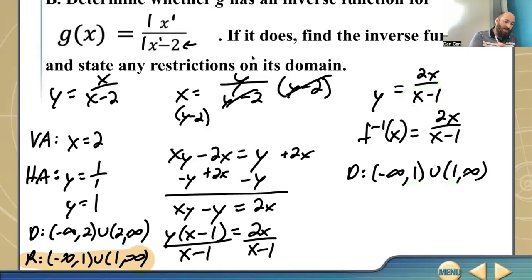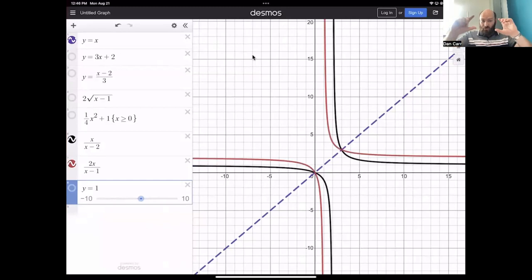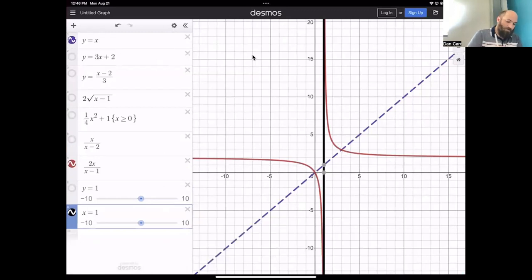Just for one final thing, take a look at the graph of those. So here's the 2x over x minus 1. It's a little bit tricky to see, I feel like. But each of those two curves are kind of flipping over. You can also see that if I type in x equals 1 here, that is the new vertical asymptote for that one, and that's the one value that my function cannot be.